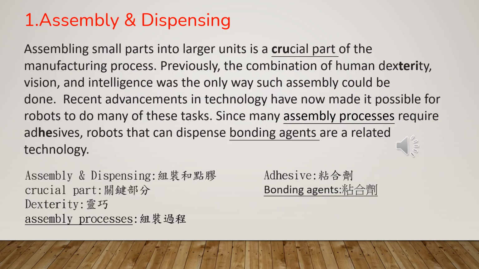Assembling small parts into larger units is a crucial part of the manufacturing process. Previously, the combination of human dexterity, vision, and intelligence was the only way such assembly could be done. Recent advancements in technology have now made it possible for robots to do many of these tasks. Since many assembly processes require adhesives, robots that can dispense bonding agents are a related technology.